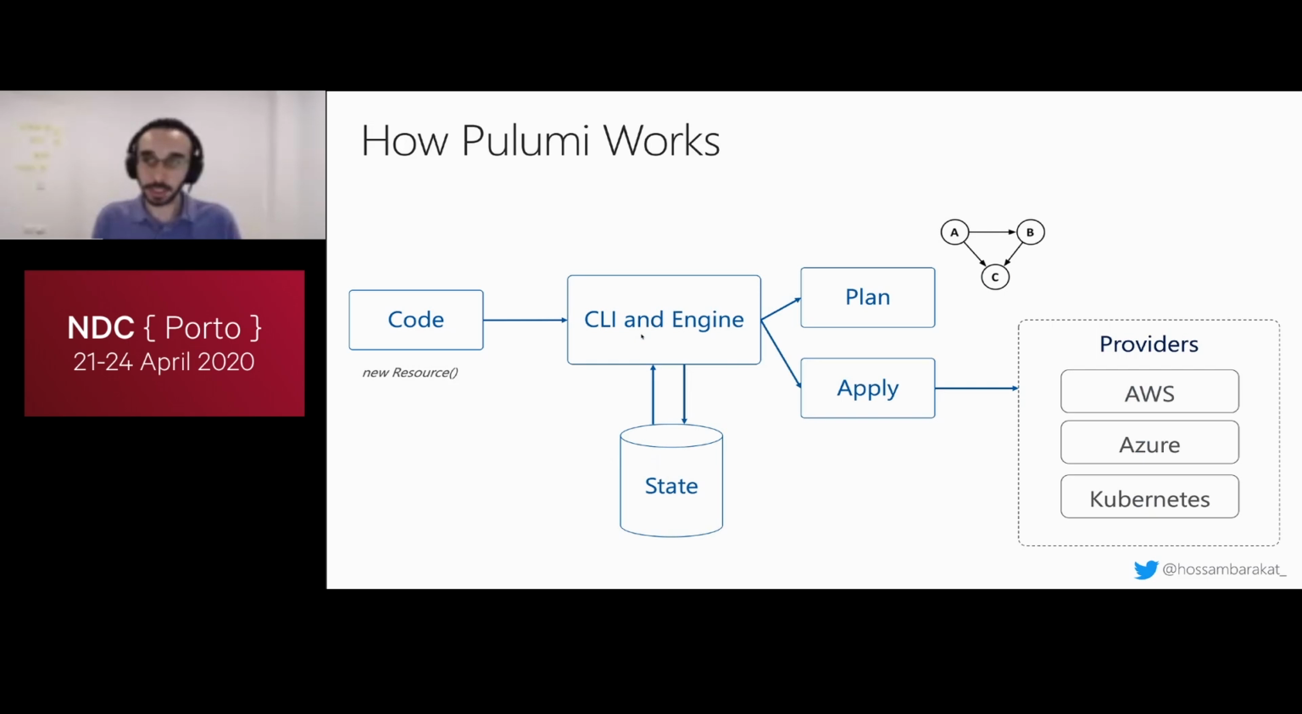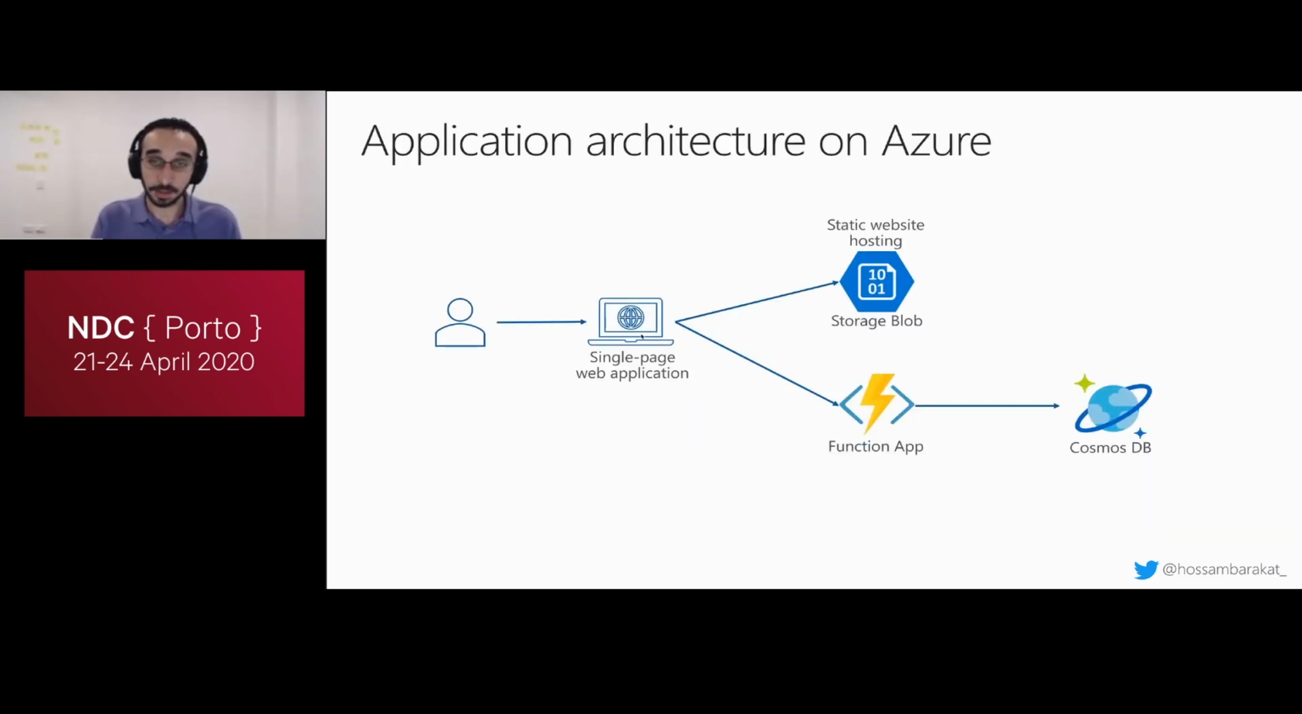So let's switch gears and see how we would actually provision a little bit more complicated application. I wanted to create a small application, and that application has 3 resources. I have a web app. It's a single page application that I would like to host inside a storage account. And then that web application will be calling a set of APIs that are implemented using Azure Functions.